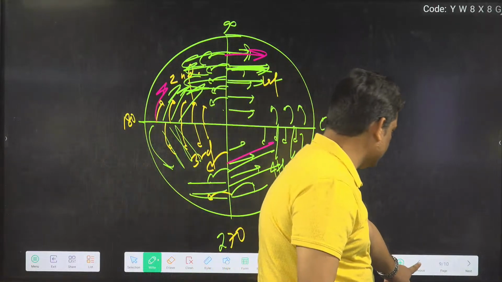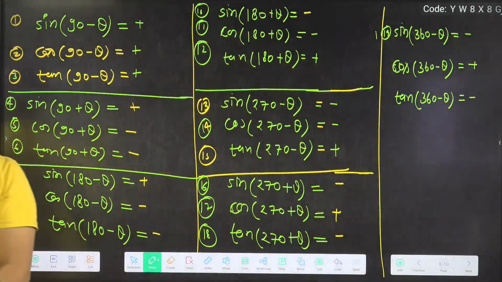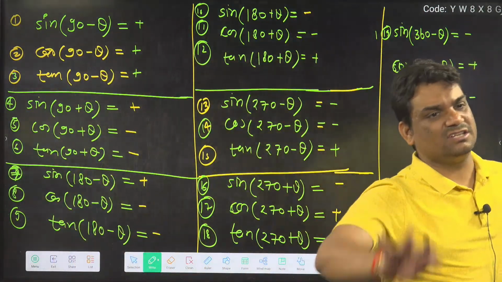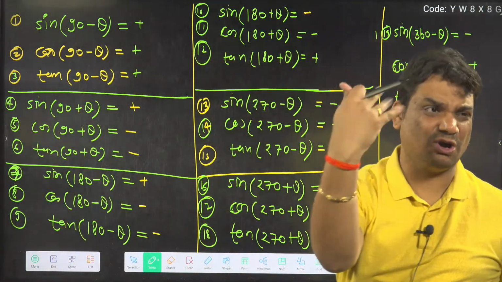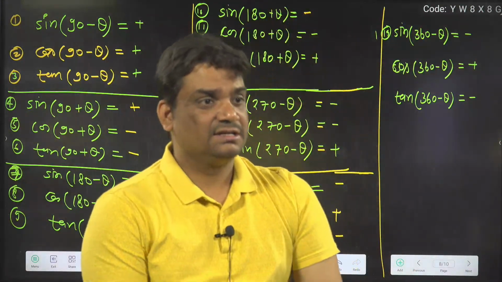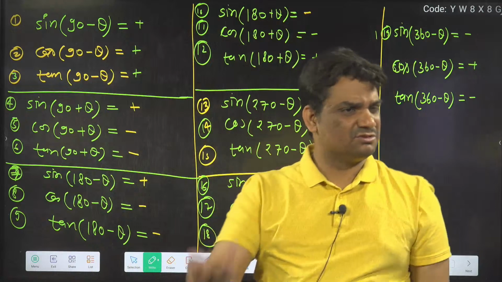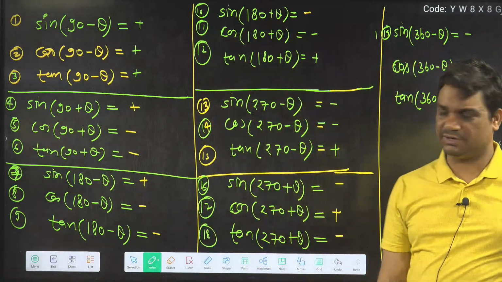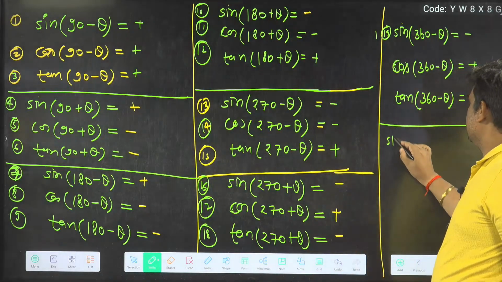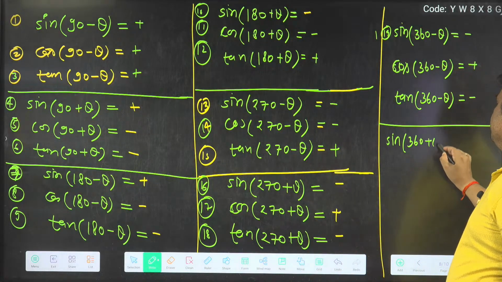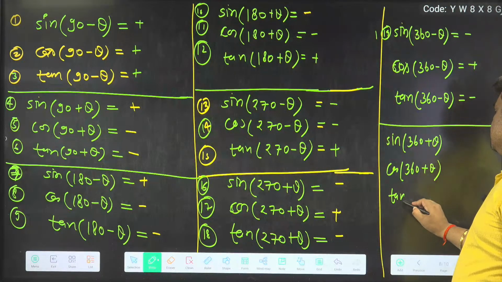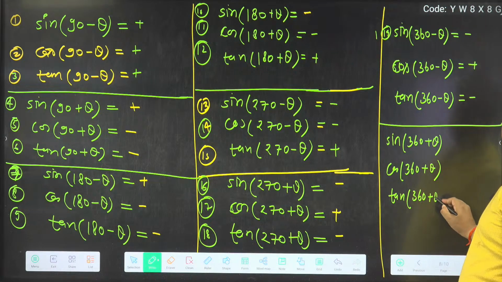Like this was done, and then I have written these things. Now, in this one, 360, all positive. I'm not writing anything, because 360 will go in the first quadrant, all positive. Nothing to write in that one, all are positive in the 360. If you say, I will write, for writing's sake, sin 360 plus theta, or cos 360 plus theta, or tan 360 plus theta, all are going to be positive here.